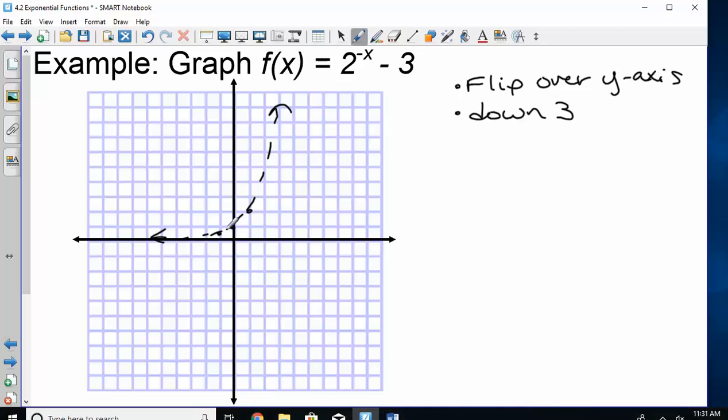Alright, so if I take this point, flip it over the y, it goes to +1, 1/2, down 3. 0, 1, if you flip it over the y, doesn't go anywhere, then down 3. 1, 2, we go to -1, 2, and down 3. There's something else I need to move. We had a horizontal asymptote at 0. Since my graph went down 3, where is the horizontal asymptote now? Negative 3. So if you move up and down, you have to make sure to move your asymptote along with it.